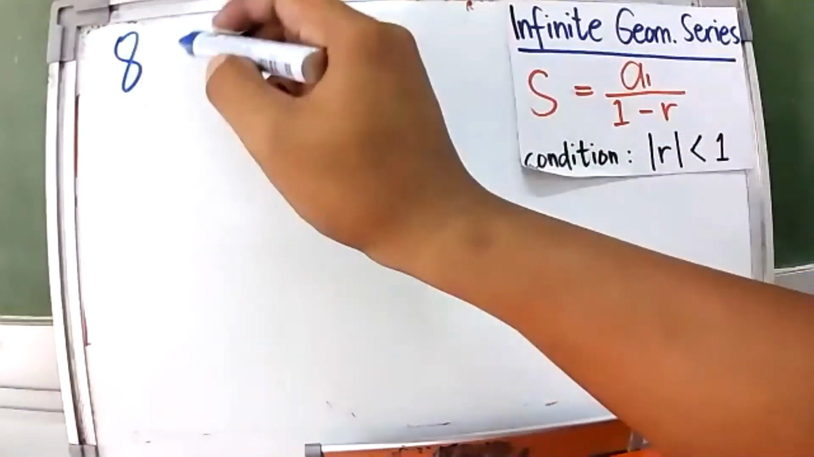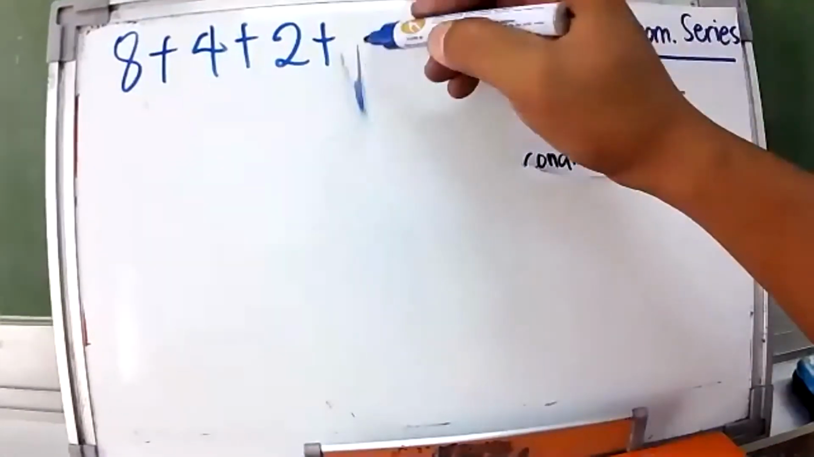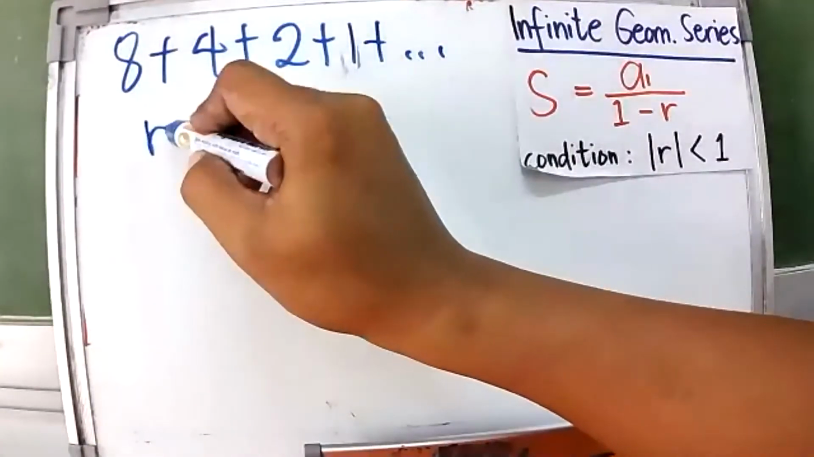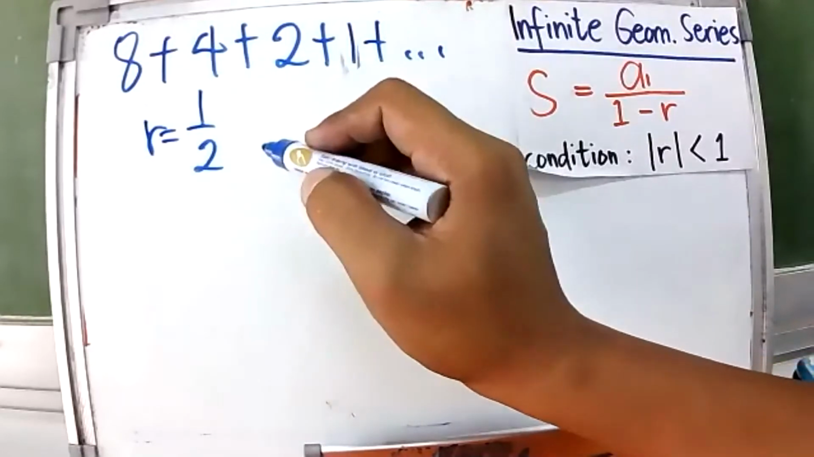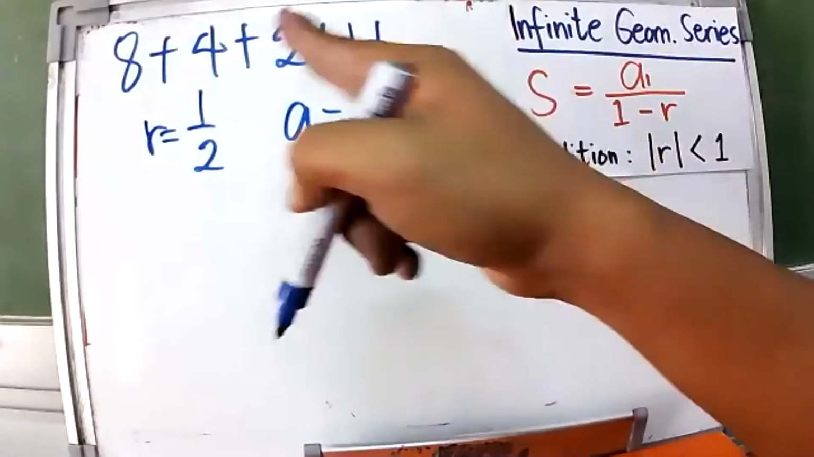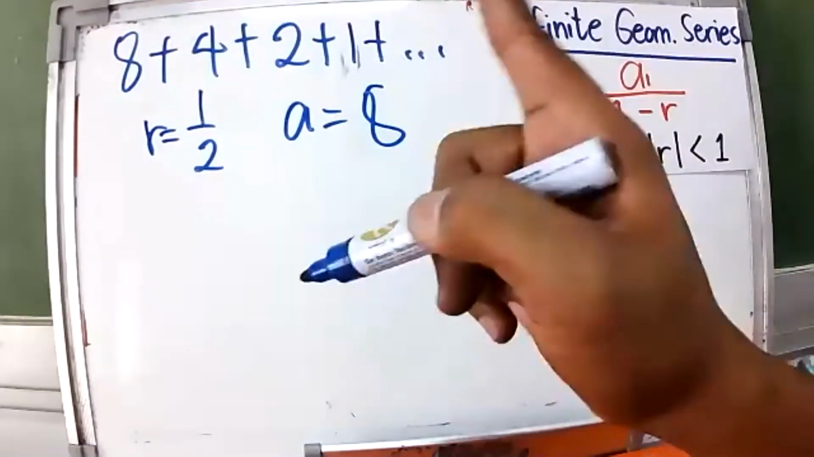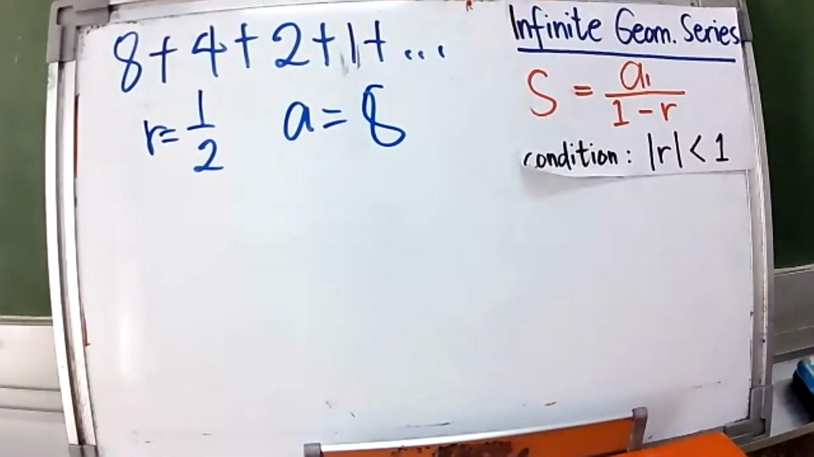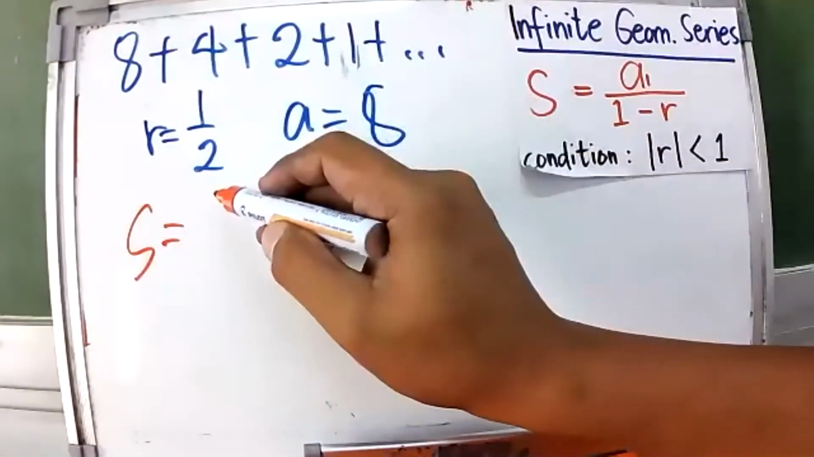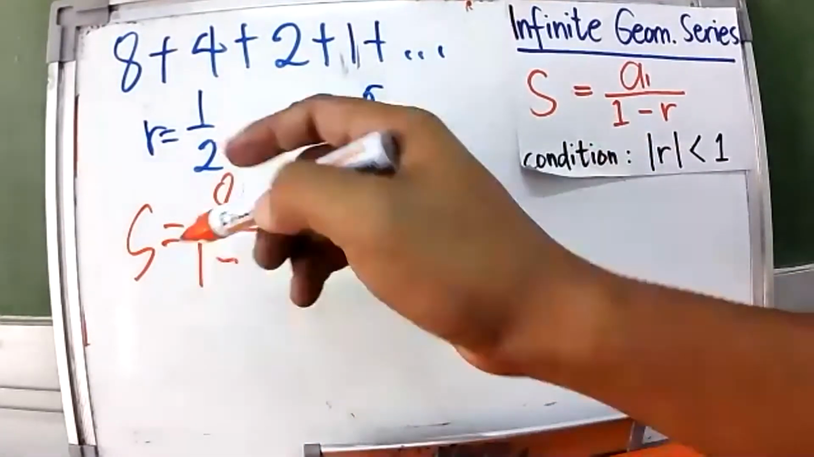So the given was 8 plus 4 plus 2 plus 1 plus ... Okay. So our common ratio is, we know this already, 1/2 as computed a while ago. And our A sub 1 is 8. S lang siya, it's not S sub n because there's just one sum here. Okay? Let's solve. The S is equal to A sub 1, that's 8, over 1 minus 1/2.